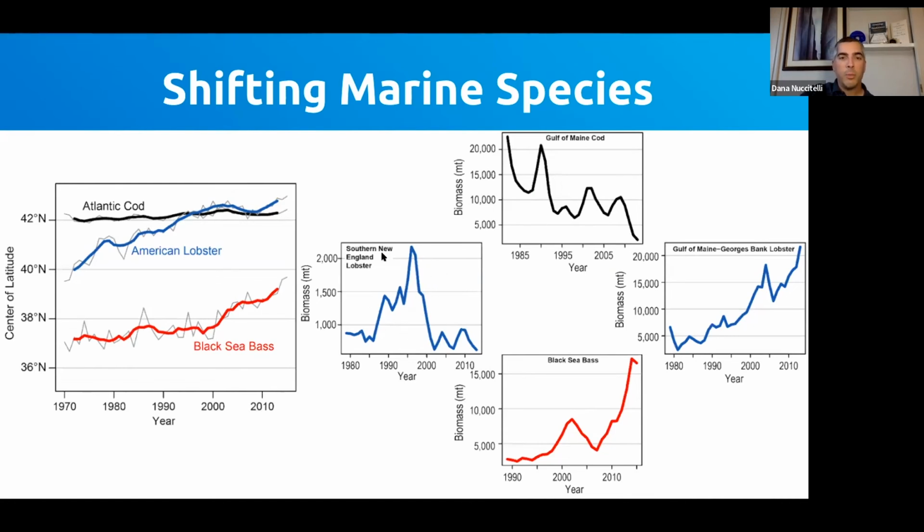The lobster in the southern part of New England have really declined rapidly, while in the northern part of the Gulf of Maine, they've actually increased. It's a combination of a shift of populations further to the north, and they've also had better, more sustainable lobstering practices in the Gulf of Maine too.